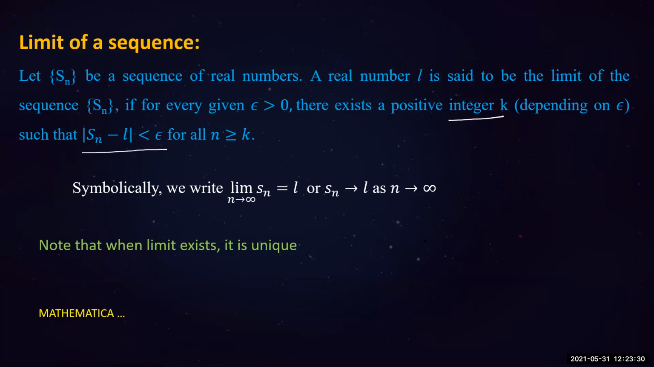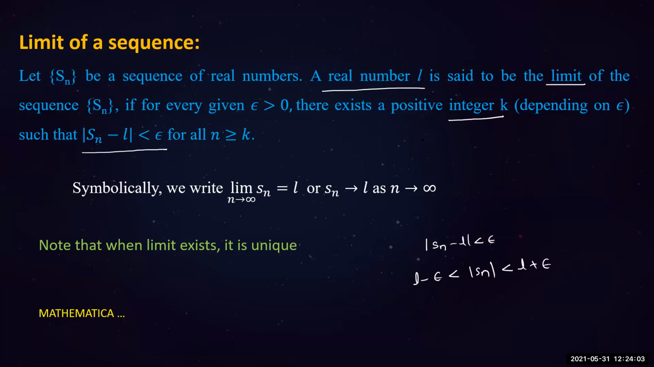First of all, understand it this way. What do you mean by modulus of Sn minus L less than epsilon? If you expand this, if you split it, we get L minus epsilon less than Sn less than L plus epsilon. Right? What does it mean? You can call a real number L a limit if there exists a positive integer k such that the modulus of Sn minus L is less than epsilon for some epsilon greater than 0.